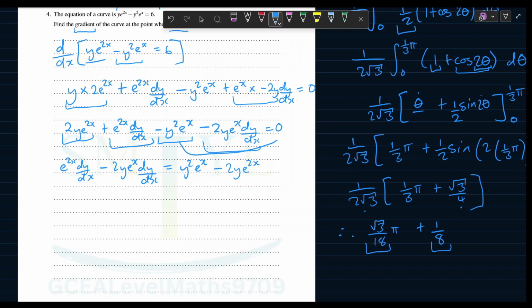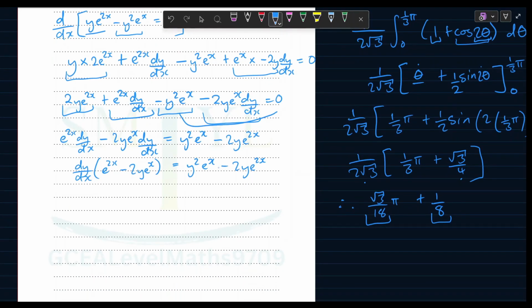Okay, so since we want to make dy dx the subject of the formula, let's factor out our dy dx. So that's dy dx times e to the 2x minus 2y e to the x, and this is equal to y squared e to the x minus 2y e to the 2x. And now divide both sides by this bracket here. So dy dx is equal to y squared e to the x minus 2y e to the 2x over e to the 2x minus 2y e to the x.